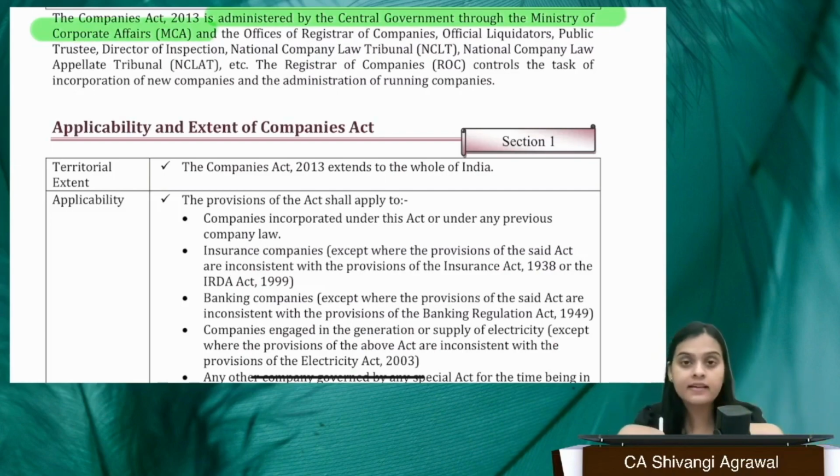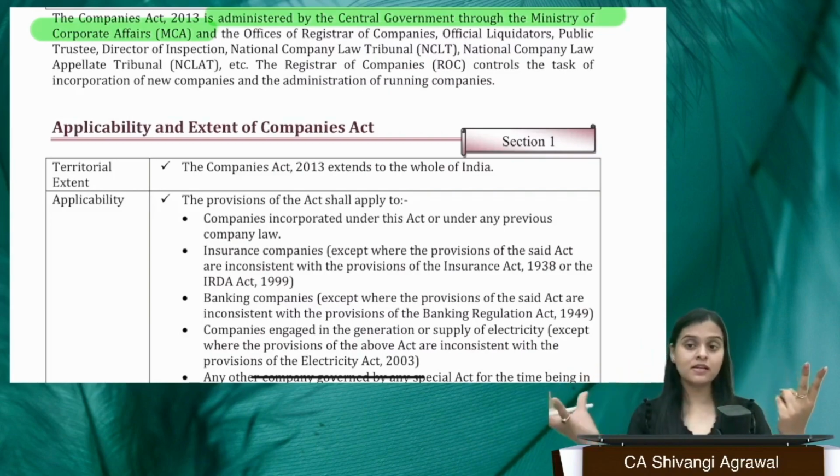Now, in that, you have ROC, Registrar of Companies. You have some official liquidator. You have a public trustee. You have Director of Inspection. You have NCLT. You have NCLAT. The most important thing that you need to remember out of these is ROC and NCLT.